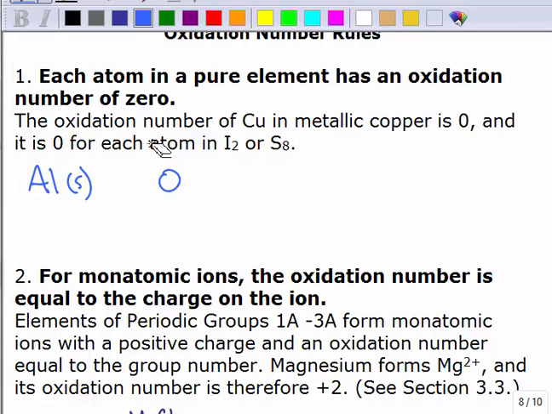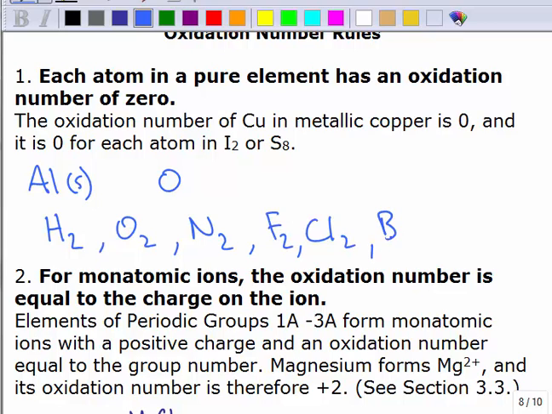Similarly, if we have elemental substances such as hydrogen, oxygen, nitrogen, any of our halogens, fluorine, chlorine, bromine, or iodine, these all have an oxidation number of 0 because they are uncombined with other elements. So that's by definition.